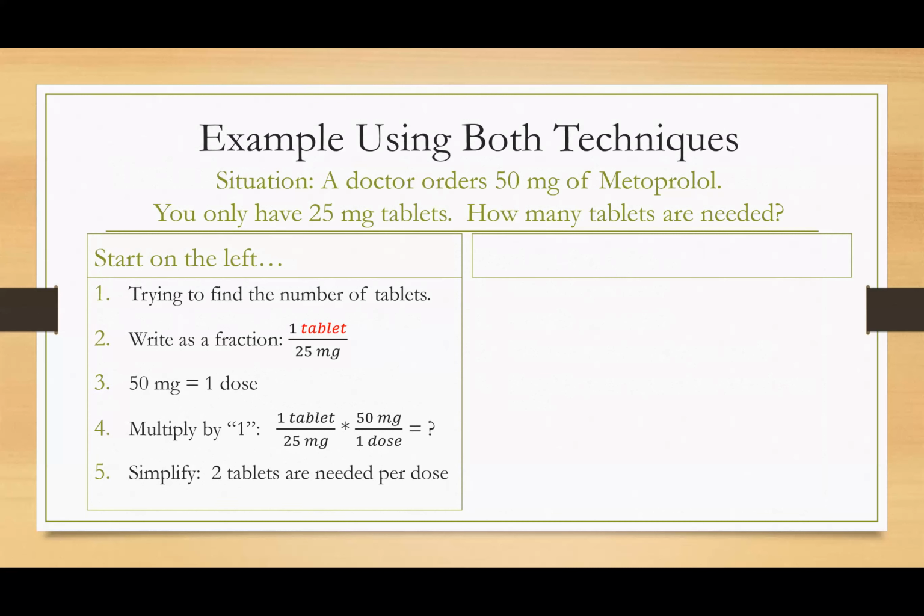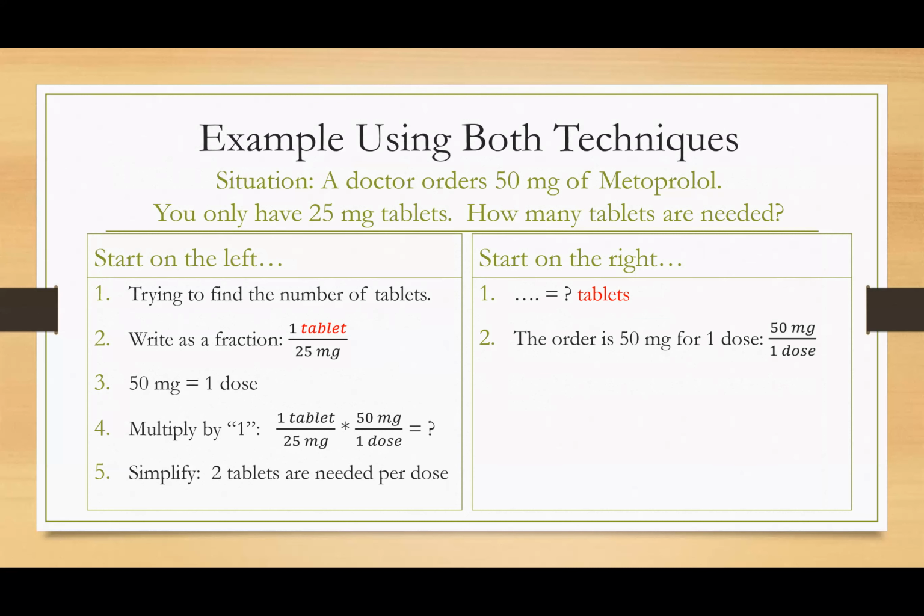Now, the other way to come up with the same conclusion is we're going to start on the right, which means what do we need to do in order to figure out the number of tablets needed per dose? So we start with the order. The order is 50 milligrams for one dose. So 50 milligrams divided by one dose. And then we need to convert milligrams to tablets. And we know that one tablet is equivalent to 25 milligrams.